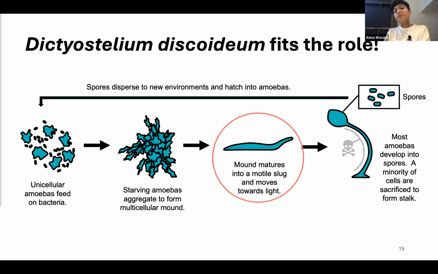And at the end of the development, a vast majority of these cells become the spores, which are held on top of this dead stalk, and these cells will not have a fitness in the next generation. The spores will be dispersed into new locations where they can hatch into new amoebae, and the life cycle continues.